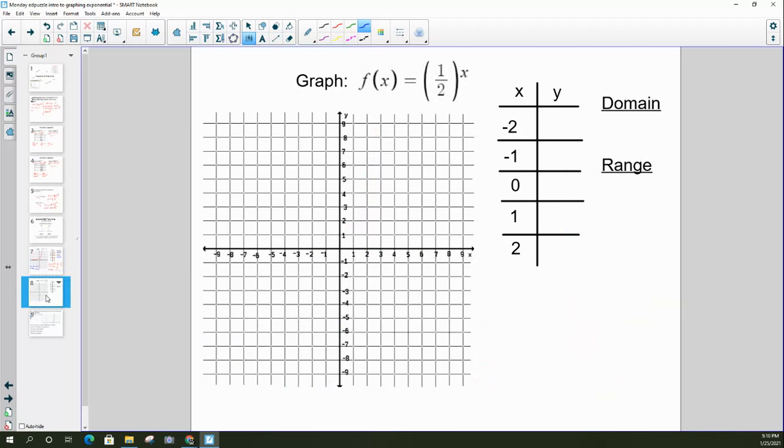All right, now we're looking at a decay function. How do I know it's a decay function? Because my b is in between 0 and 1. All right, so it's 1/2. So this is a decay function. Let's start with our table of values.